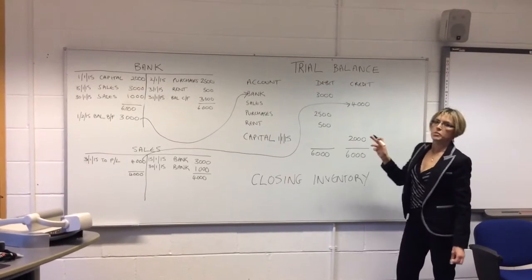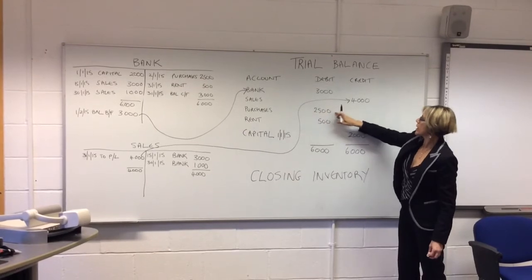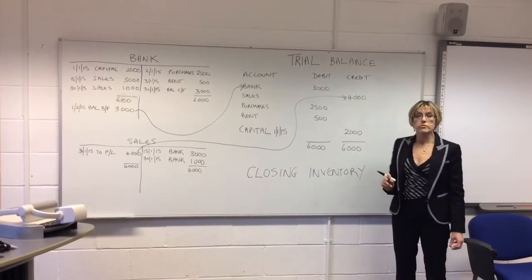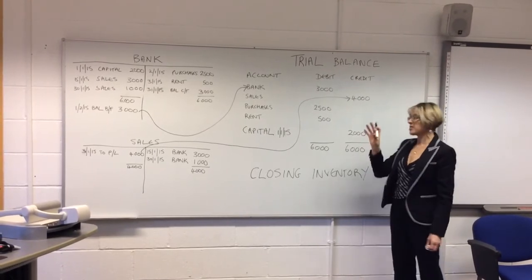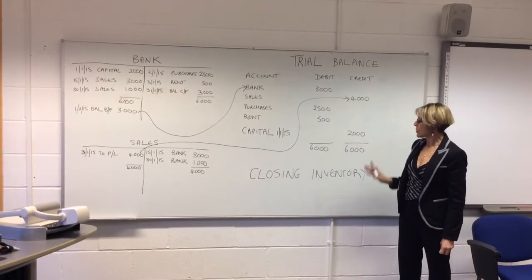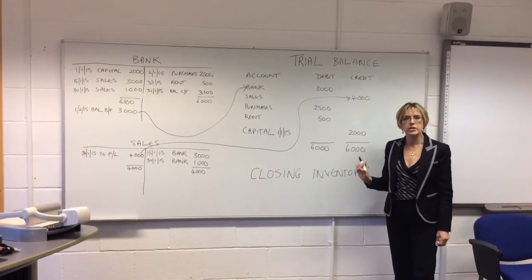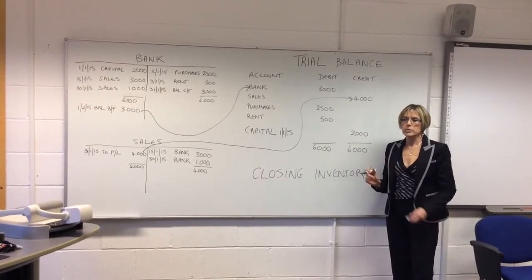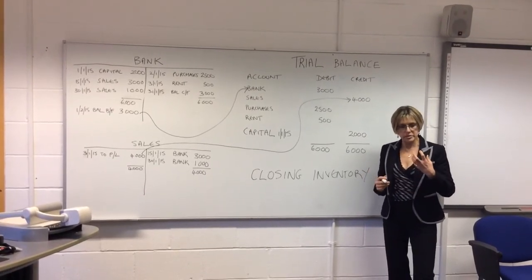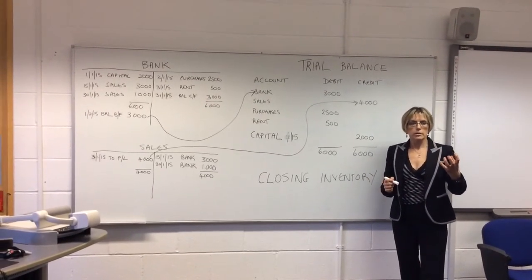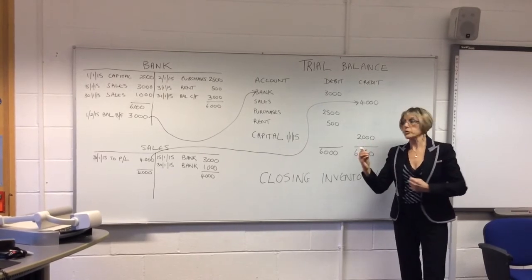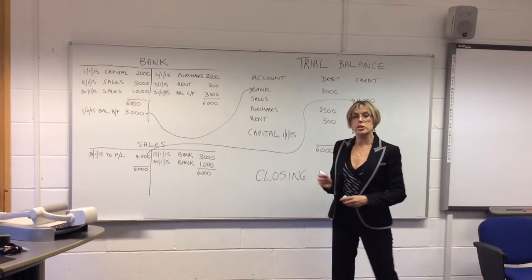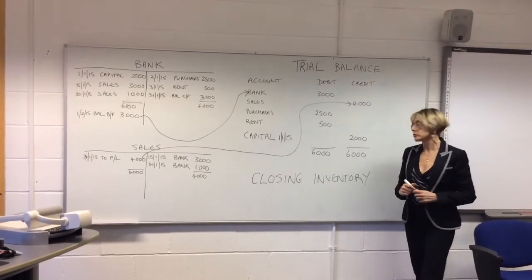However, that's assuming that everything we bought here has been sold. Now, if we've actually still got some inventory or stock left, then actually we've got more profit than that. And we have to make an adjustment for the closing inventory. The closing inventory is a bit of a problem because closing inventory appears in our balance sheet as an asset, but it also reduces our cost of sales. So we deal with the closing inventory as an adjustment after the trial balance.